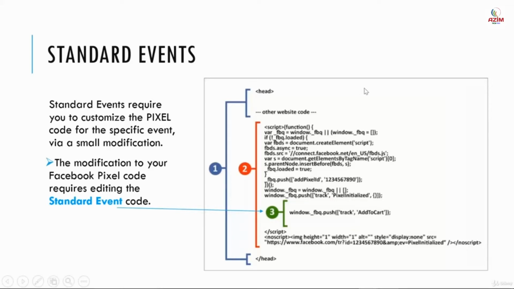So as you can see, I have my Facebook pixel code here. This is my standard event right here. The standard event is titled Add to Cart. So this would be in the head tag on my Add to Cart page. So when a user gets to my Add to Cart page, the pixel will fire because someone has fulfilled this standard event, this action.